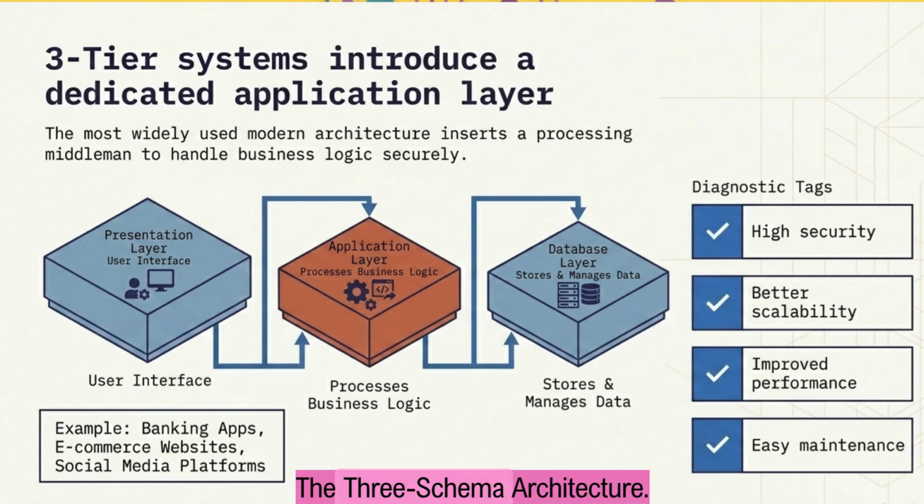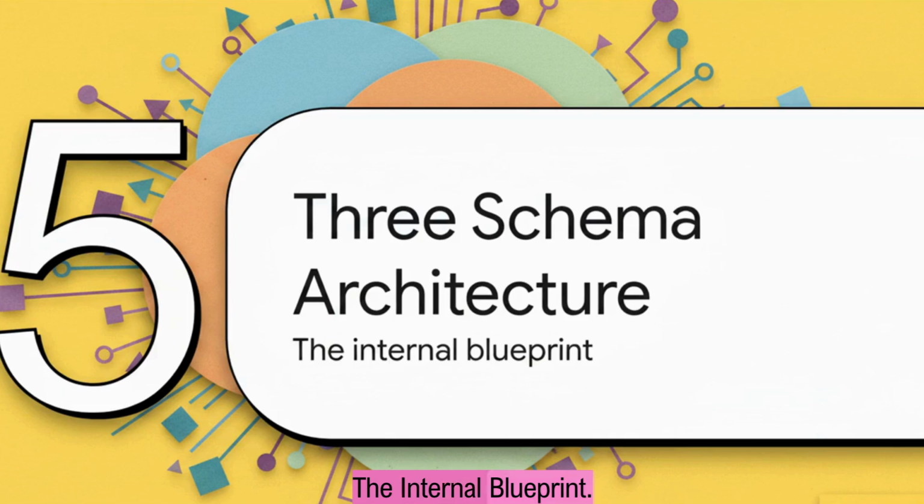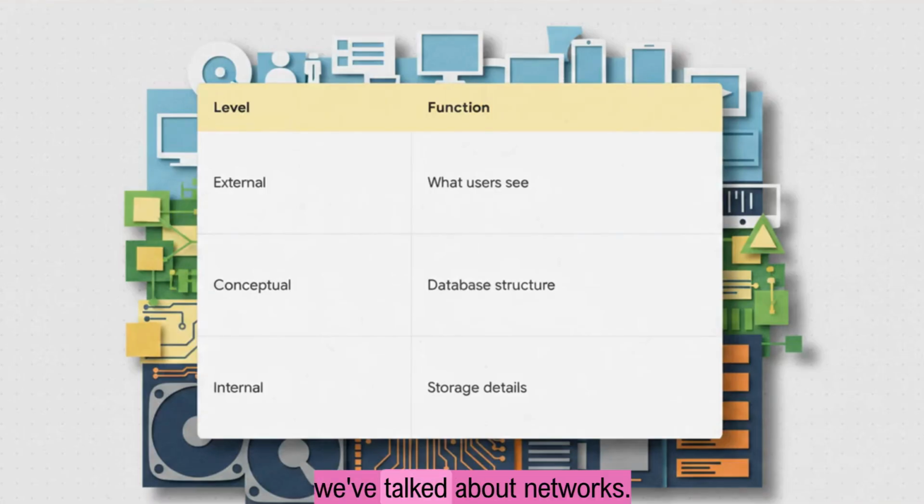Section 5, the 3 schema architecture, the internal blueprint. So far, we've talked about networks, but internally, a DBMS relies on a specific inside-out framework called the 3 schema architecture.